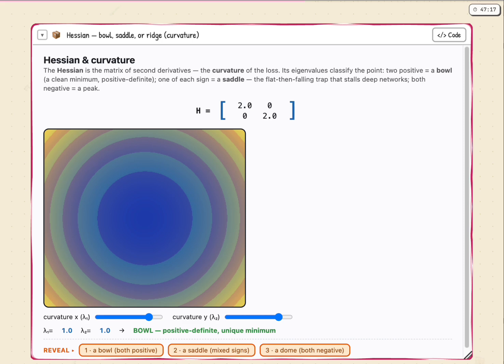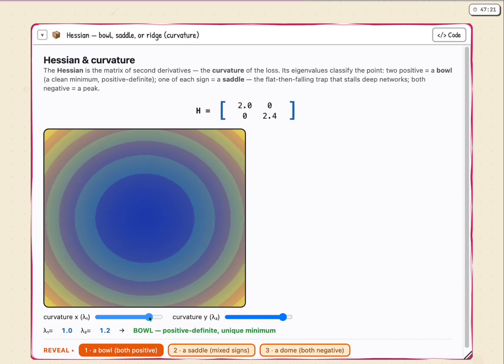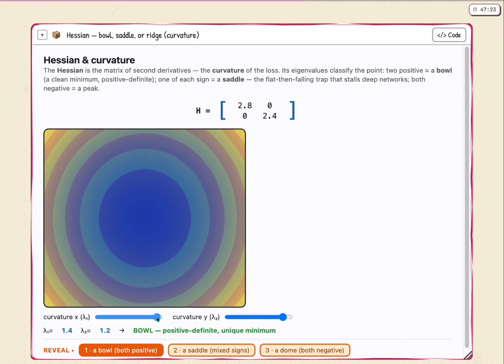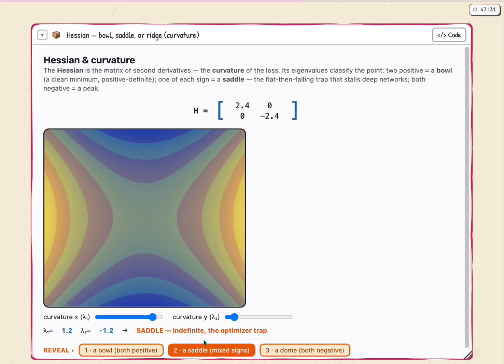When both curvatures are positive, you get a bowl, a clean valley, a true minimum. This is the good case, gradient descent settles right in. Now I make one curvature negative and one positive, and you get a saddle. It curves up one way and down the other, like a mountain pass or a Pringle.